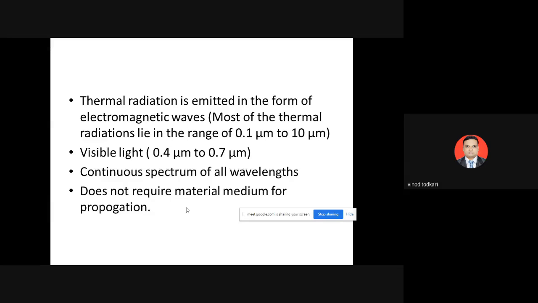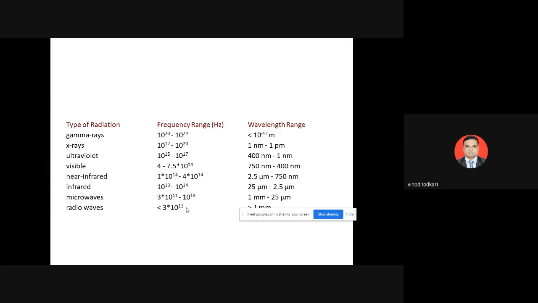Now, already we have discussed that radiation does not require any material medium. Electromagnetic waves can propagate through vacuum also. Now this is not in your syllabus, but as an engineer you must know these wavelength ranges. The lowest wavelength range is for gamma rays, and in ascending order the wavelength will go on increasing. One concept you have to understand: the wavelength of gamma rays will be lowest and the wavelength of radio waves will be highest, right? The wavelength of x-rays will be higher than that of gamma rays, right? So this is what you have to understand.